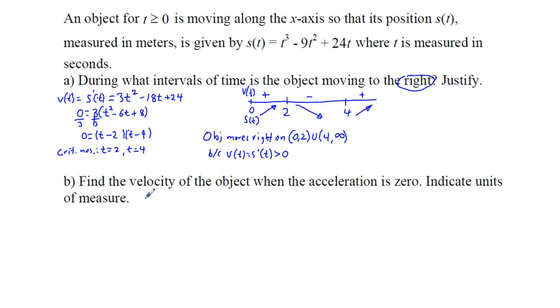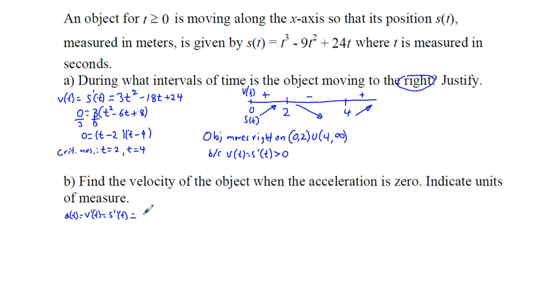B, find the velocity of the object when the acceleration is 0. Indicate units of measure. And for that, we're going to use our notation shown in the prior card. A of t, which is what we're looking for, is equal to v prime of t, and that is also equal to s double prime of t. Okay, so three notations right there.